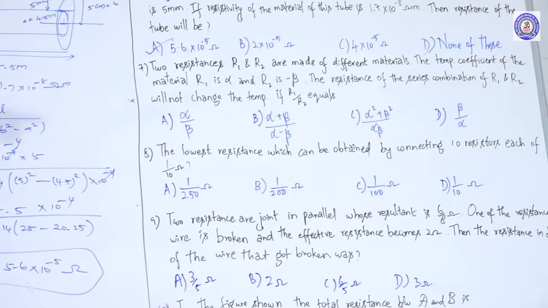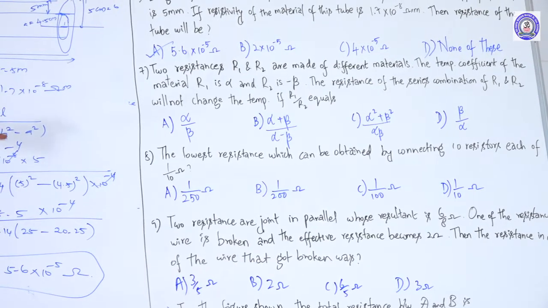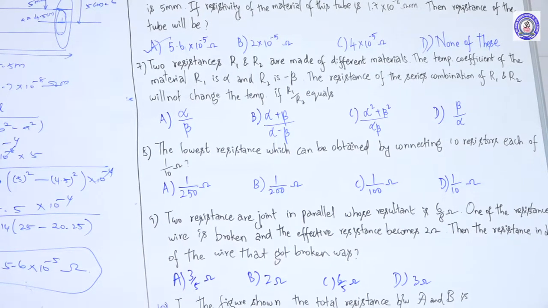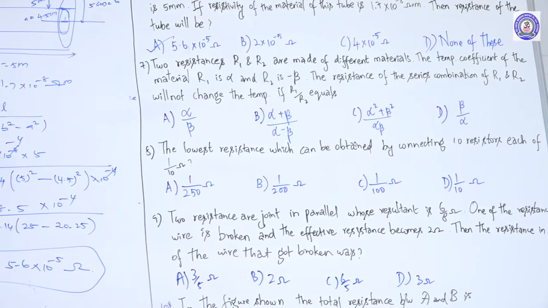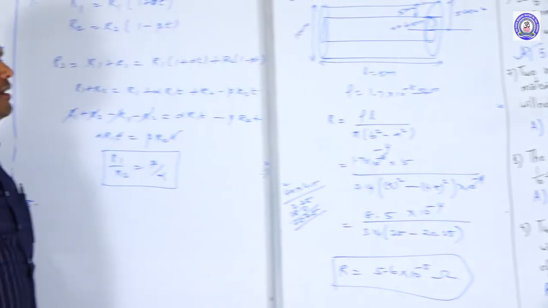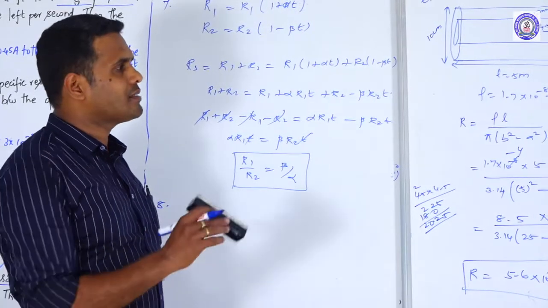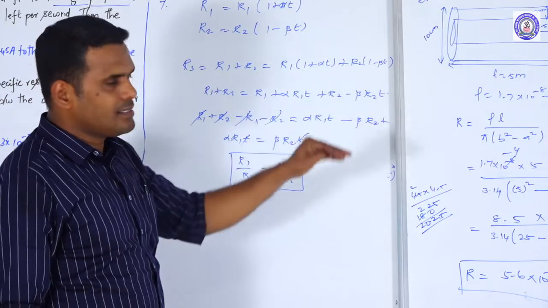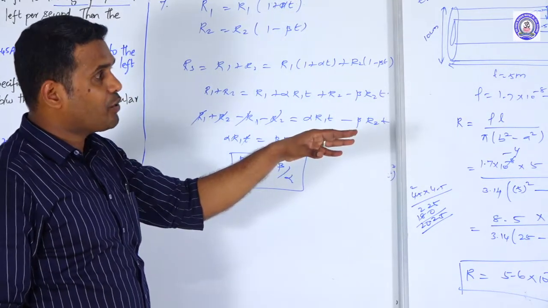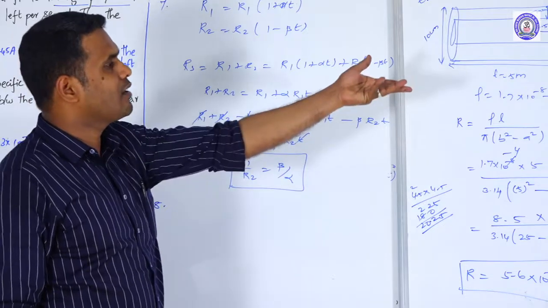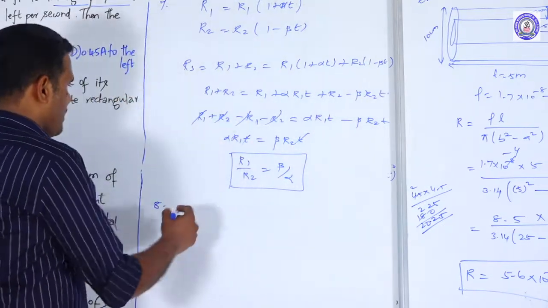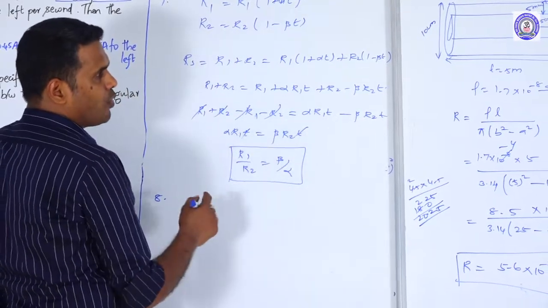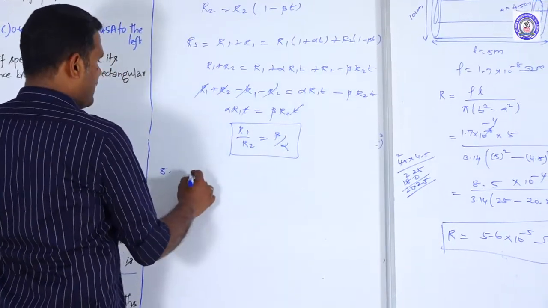The lowest resistance which can be obtained by connecting 10 resistances, each of 1 by 10 ohm. As we saw, the effective resistance will be less than the least value only when the resistors are connected in parallel. If 10 resistors are connected in parallel, then the effective value will be less than the least. You will be getting the lowest value of resistance. As 10 resistances are connected, all the resistances have 1 by 10 ohm. We can say they are all identical.